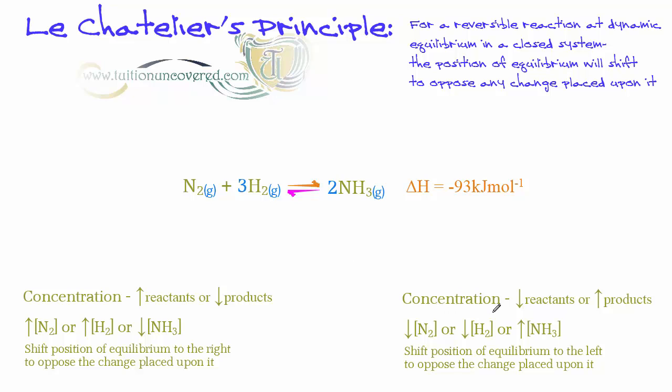Likewise, if I was to change the concentration by reducing the reactants or increasing the products, so I've reduced the reactants, the position of equilibrium will shift to the left to make more of them and replace the ones that I've taken away. Or, alternatively, if I increase the concentration of ammonia, my product, again, the position of equilibrium will shift to the left to oppose that change and remove some of those ammonias and make them back into nitrogen and hydrogen, the reactants. So, lower reactants or higher products, I would shift the equilibrium to oppose that change to the left. Hope that's clear.